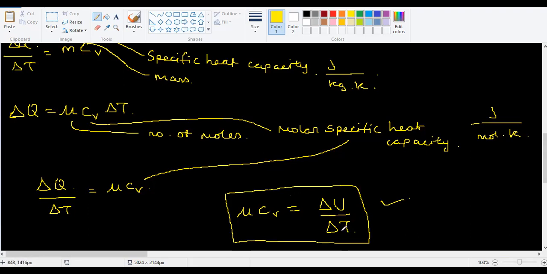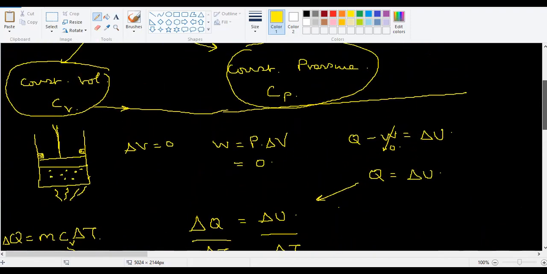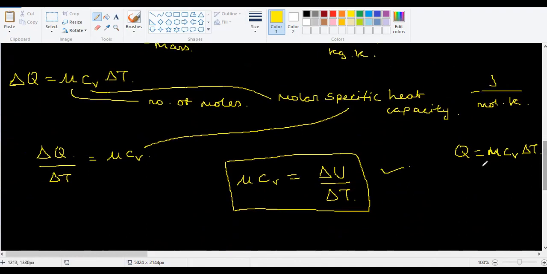If this is confusing, it's very simple. Bring the delta T on this side. So you know that Q is equal to m C delta T, or mu into Cv delta T. So we studied that W becomes 0, which means Q and delta U are the same, which means in place of Q, I can put delta U. That's all. If this is confusing, you can write the same equation like this.